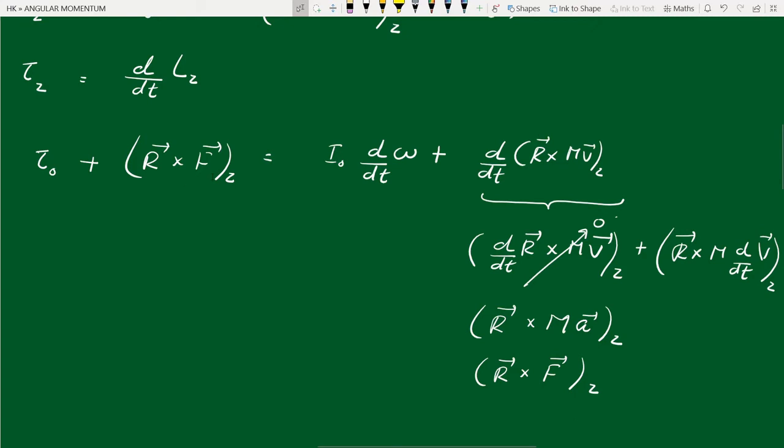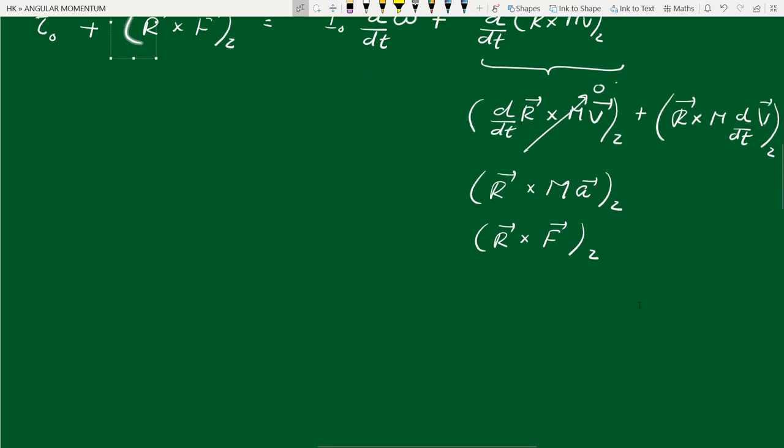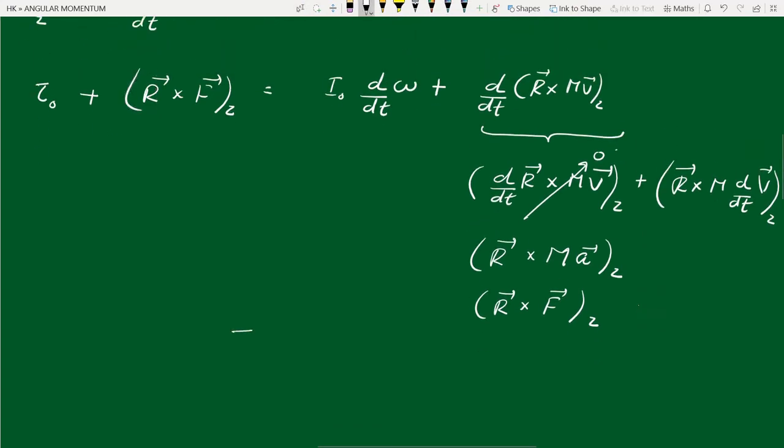Now look at the second term on the left hand side, it is R cross F z. So the second term on the left side and the second term on the right side will cancel. So we get the result that the torque of the body around the center of mass is equal to I0 times d by dt of omega, which is alpha. Torque around the center of mass is equal to I0 times alpha. I0 is the moment of inertia of the body around the center of mass, and alpha is the angular acceleration.